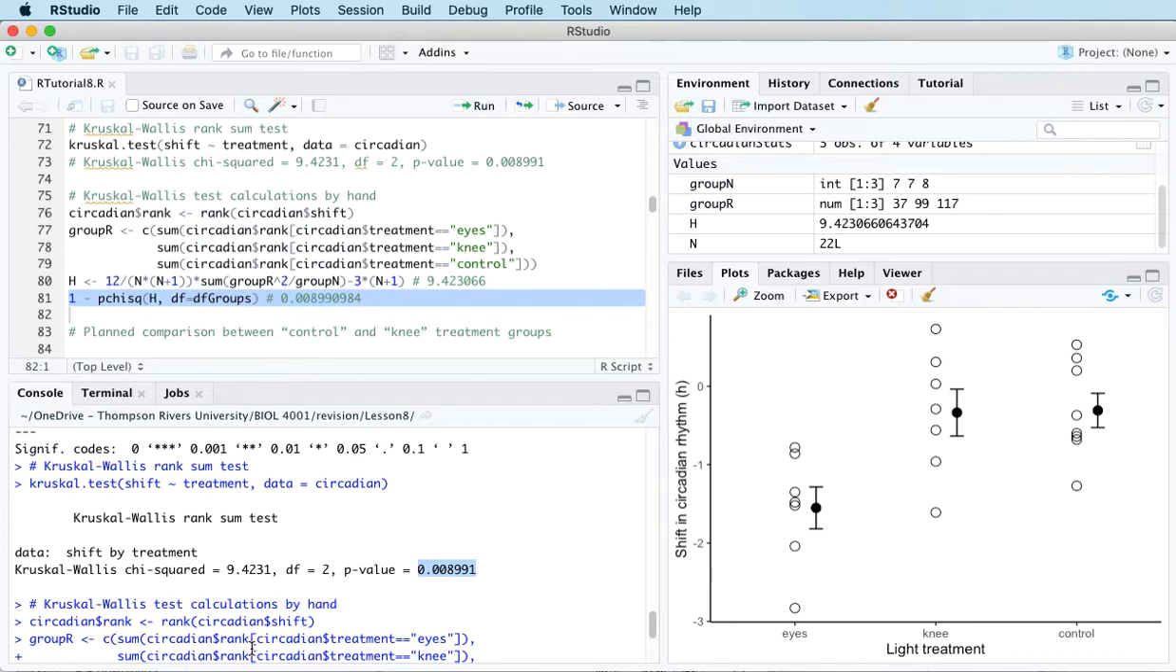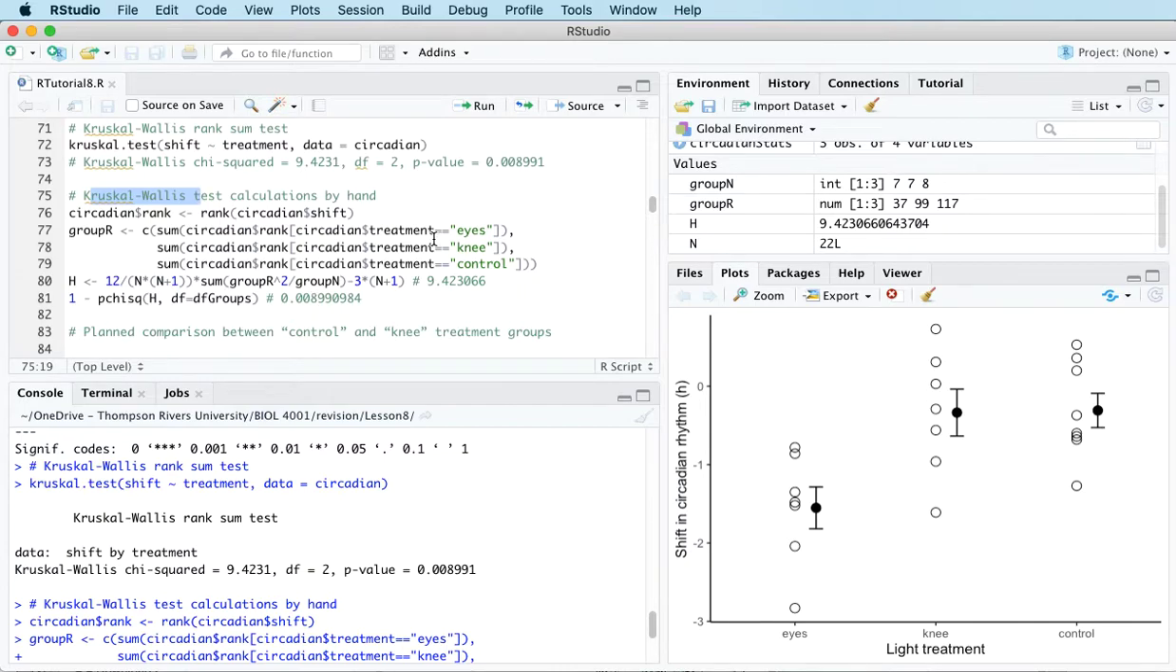Step 4, make a decision, draw a conclusion. Decision rule, same old thing, reject the null hypothesis in favor of the alternative if the p-value is less than the significance level. Here's the p-value, 0.008991. That is less than 0.05, so we reject the null in favor of the alternative. So the conclusion from this Kruskal-Wallis test is that at least one of the population medians is different from the others. So not a surprising outcome.